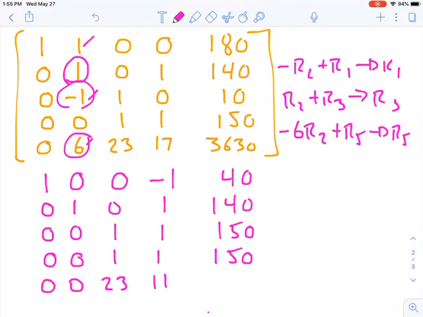And a negative 6 times 140, I guess we're going to have to figure out what that is. So 140 times 6 is a negative 840 plus 3630 is 2790. And I'm just going to double check my math on that. All right, and there is our next matrix.